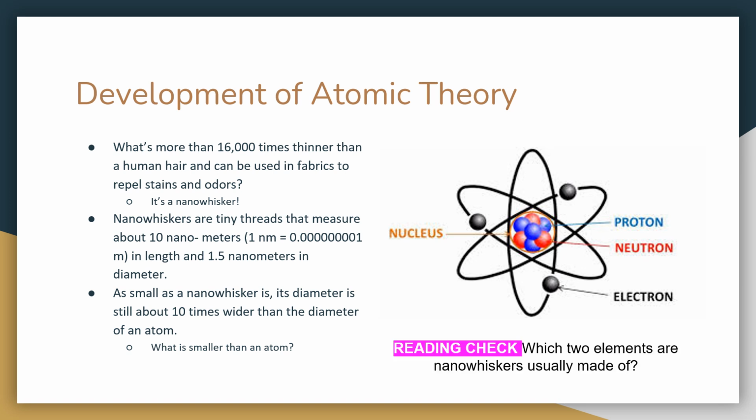So first, we're going to do a reading check. Which two elements are nanowhiskers usually made of? And the answer to that is carbon and silver.